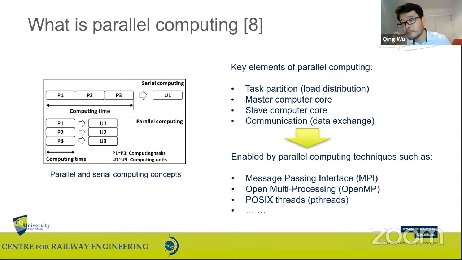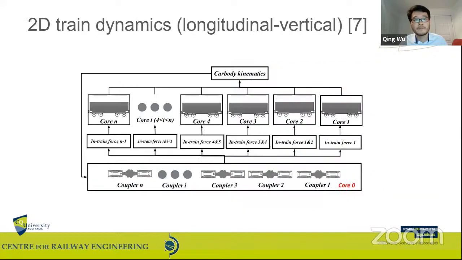So that computer core who tells other computer cores what to do, we often call the master computer core. The other computer cores, who are doing the exact jobs, we call slave computer cores. And also we have to make them communicate with each other. There are different technologies that enable the computer cores to communicate with each other, like MPI, OpenMP, or POSIX pthread. Just do some Google search on them if you are interested.